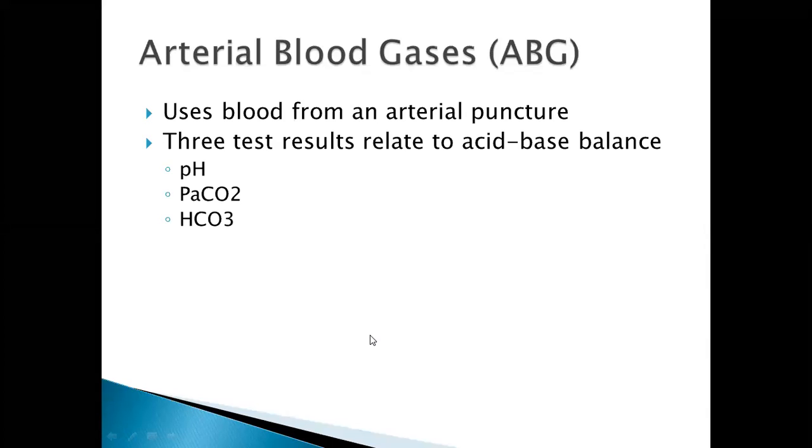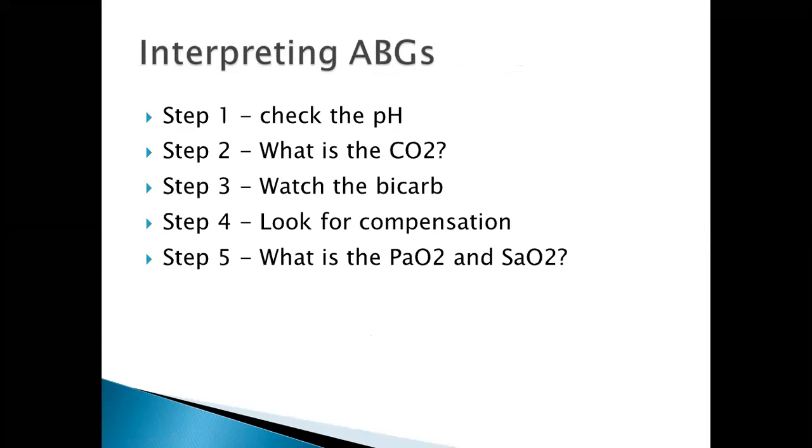So arterial blood gases use blood from arterial puncture. Three test results that are mainly important for the acid-base balance include the pH, PaCO2, and bicarbonate. Interpreting ABGs: step 1, check the pH. Step 2, check CO2 levels. Step 3, check bicarbonate levels. Step 4, look for compensation. And step 5, what is the PO2 and SaO2.